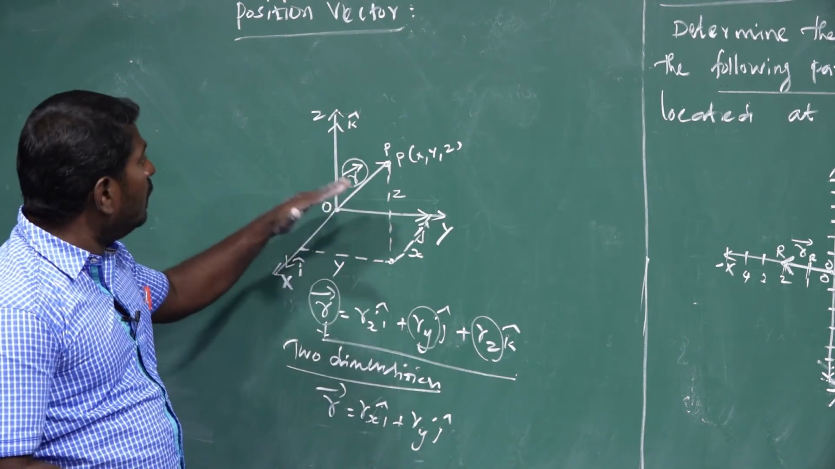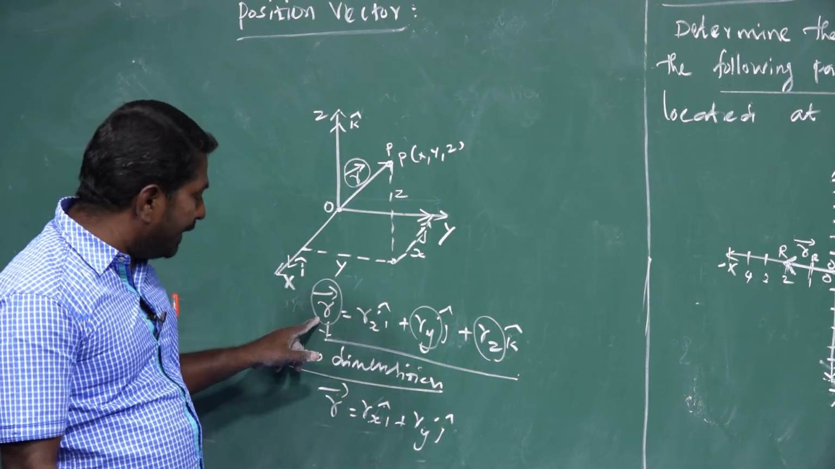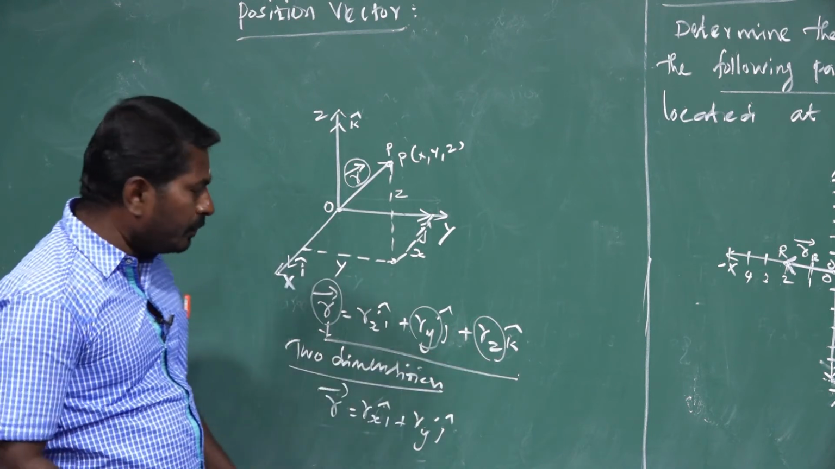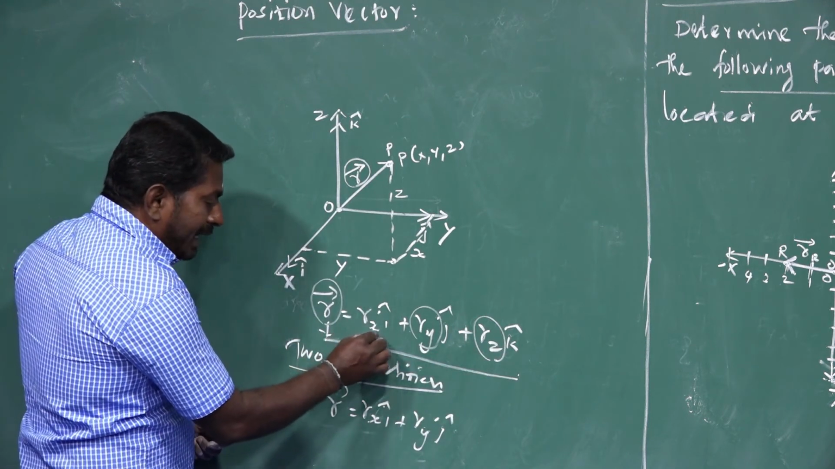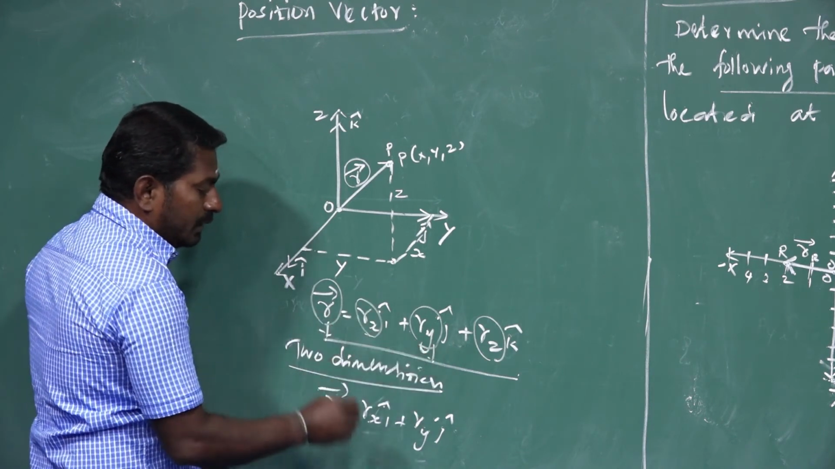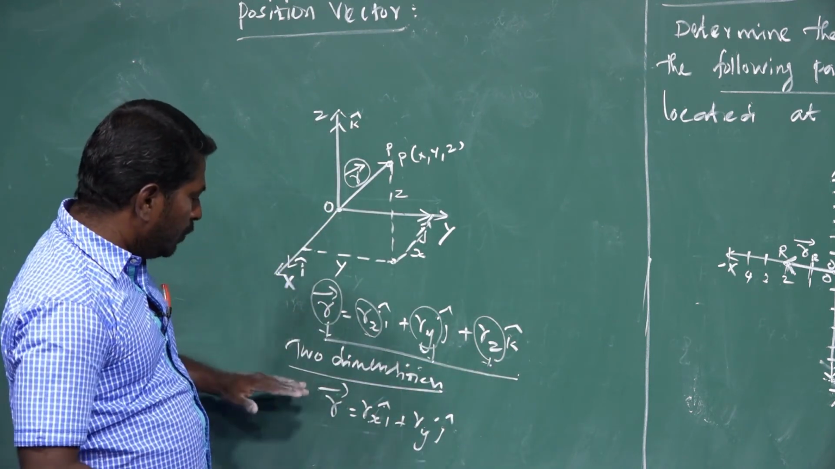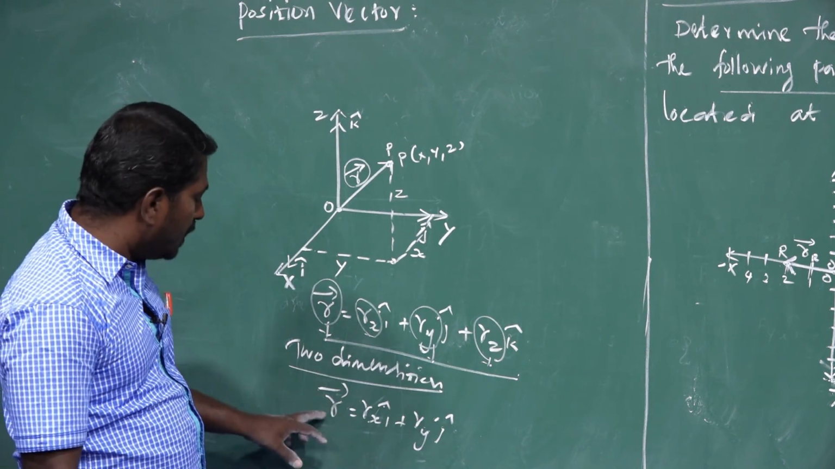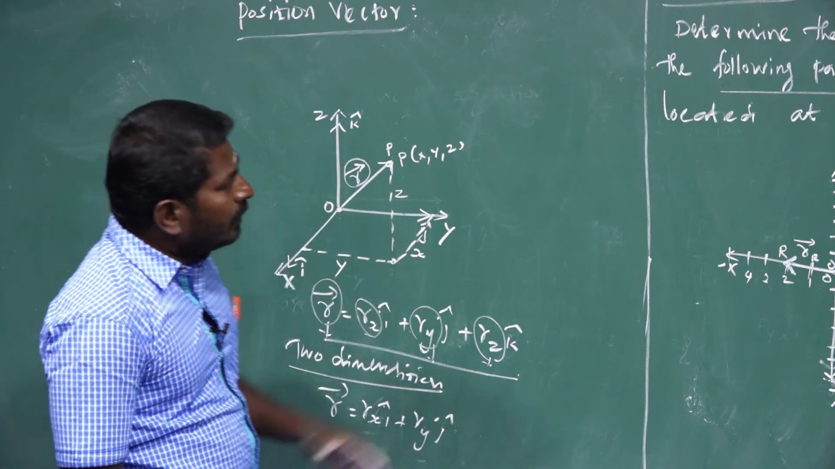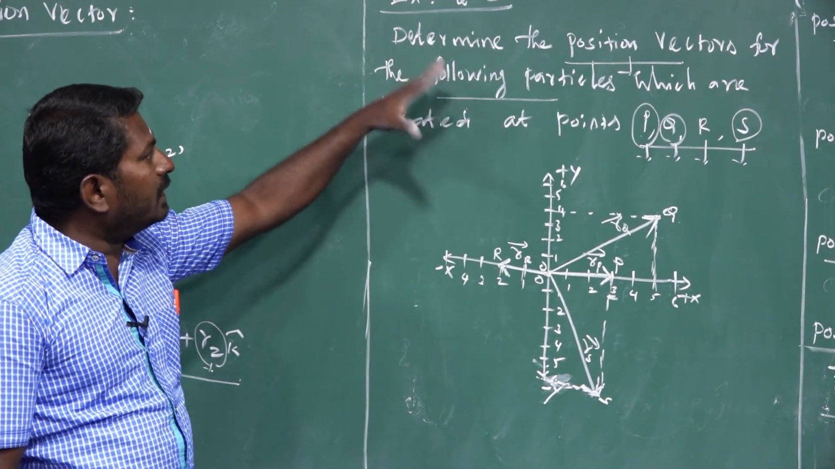In the 3-dimensional case, position vector R vector can be expressed as R vector is equal to Rx i cap plus Ry j cap plus Rz k cap. Rx is the position vector component on the x-axis, Ry on the y-axis, Rz along the z-axis. In 2 dimensions, the position vector can be expressed as R vector is equal to Rx i cap plus Ry j cap. On the basis of the position vector topic, we discussed one important problem in your textbook, example 2.13.